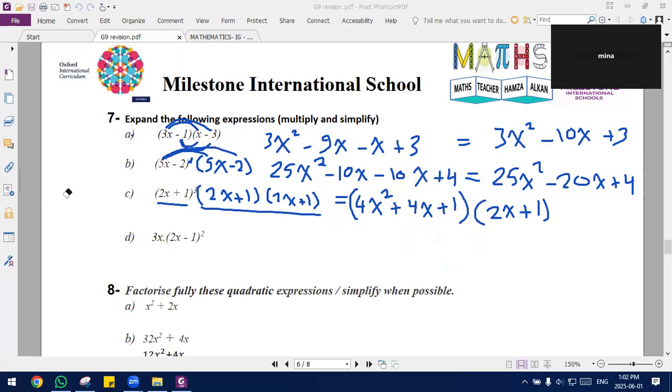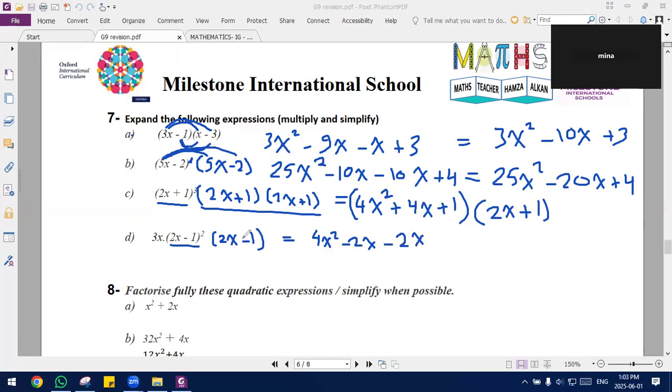Now the last one. 3x. Okay, so you multiply 3 by the first term. So first we expand this bracket. Okay. So we do another 2x minus 1. Then we multiply 2x times 2x, 4x squared. And then 2x times minus 1 is minus 2x. Minus 1 times 2x, another minus 2x.